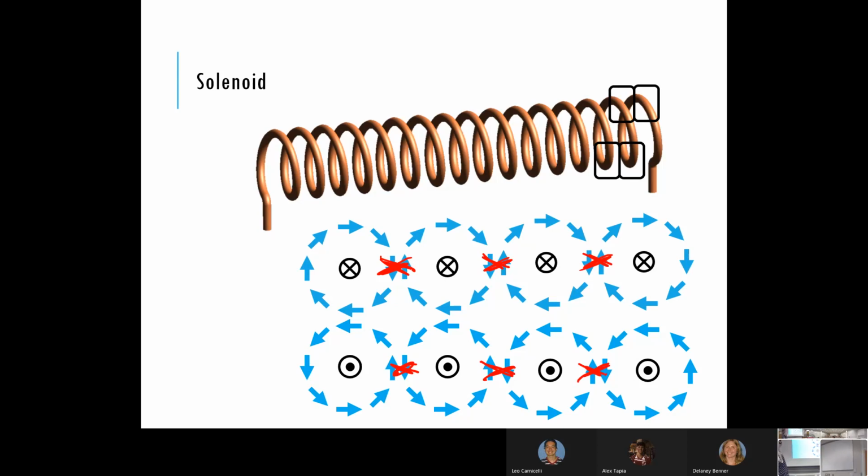You notice right here in the interior, what's the direction of the magnetic field, roughly speaking? Yeah, you notice that you don't get cancellation, right? The top wire gives you a field going to the left. The bottom wire also gives you a field going to the left. And so you don't get any cancellation. You end up getting some sort of superposition going to the left.